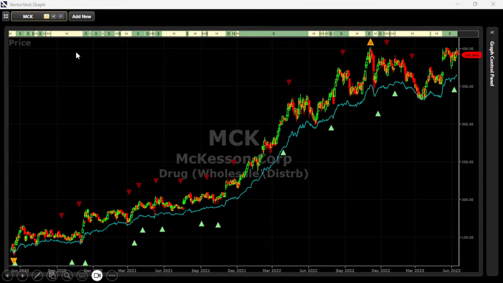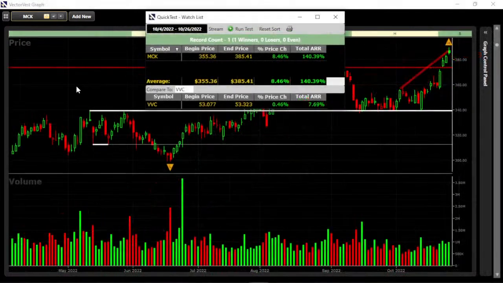You're keeping it in your portfolio, but you've given back some of those long-term gains, and you want to kind of supercharge returns on this one stock by trying to find really nice short-term buying opportunities. So, a little quick test here from that October 4th date to a couple of weeks later.